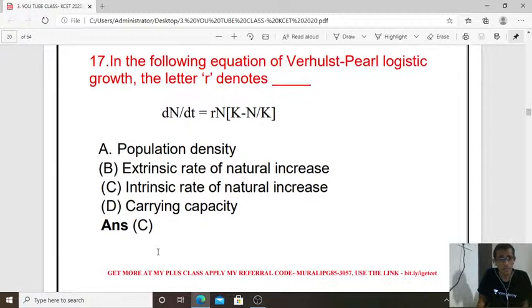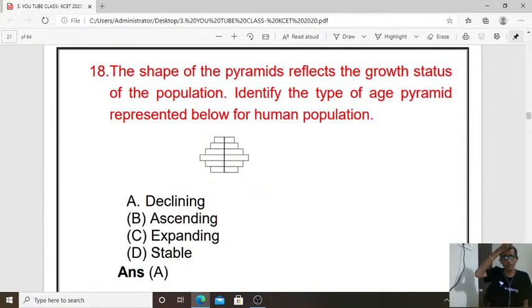Then next, question number 18. The shape of the pyramid reflects the growth status of the population. Identify the type of age pyramid represented below for the human population. It is declining. It is not ascending, expanding, or stable. Actually, because the base of the pyramid is not broad, the middle portion is broad, and the apex is not broad. So in the base there is always the pre-reproductive generation, in the middle the reproductive generation, and above it the post-reproductive generation. So the base not being broad indicates that pre-reproductive age group persons are very few.